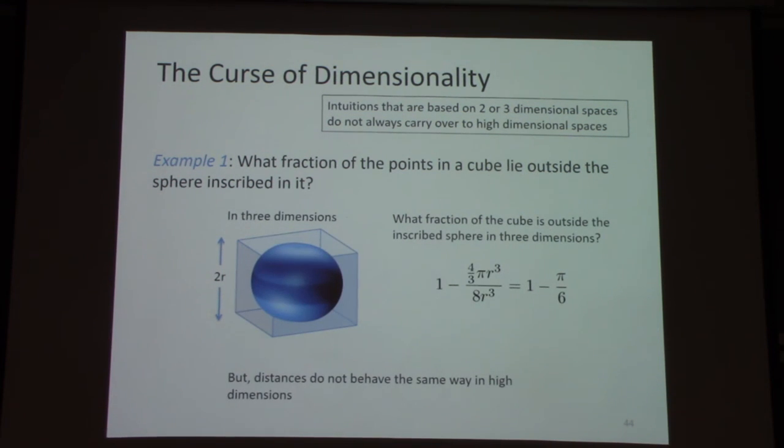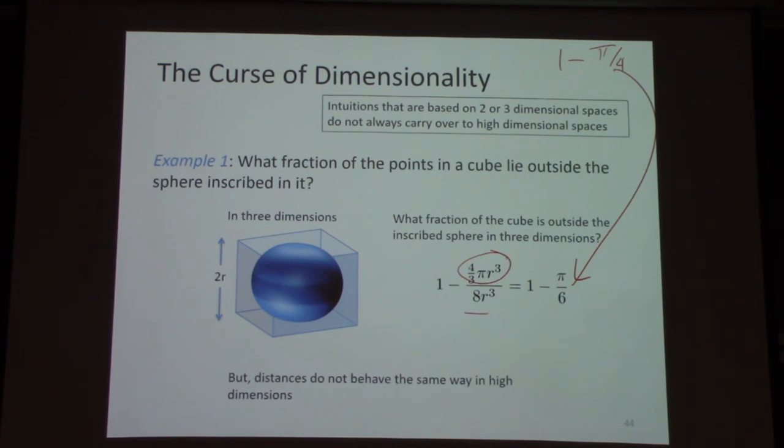We can move this to 3 dimensions. In 3 dimensions, you have a cube and there's a sphere embedded inside the cube. I can ask the same question. What fraction of the cube lies outside the sphere? I do the same thing. I calculate the volume of the cube and the volume of the sphere. The volume of the sphere divided by the volume of the cube, and 1 minus the ratio gives you the fraction of the points that lie outside the sphere. For 2 dimensions, we had 1 minus pi by 4. For 3 dimensions, it's become 1 minus pi by 6, which is closer to 1, right?